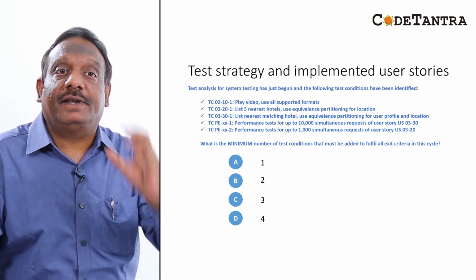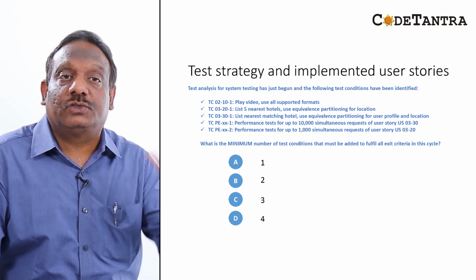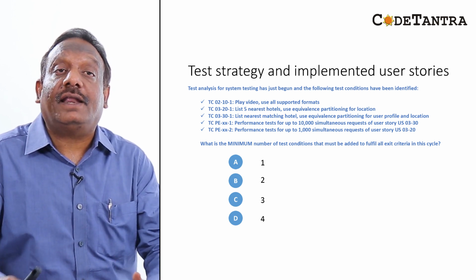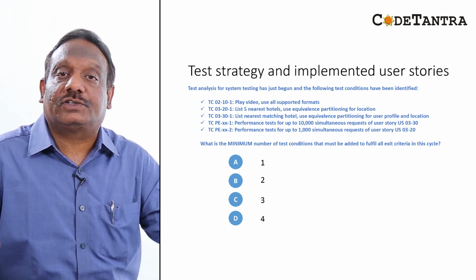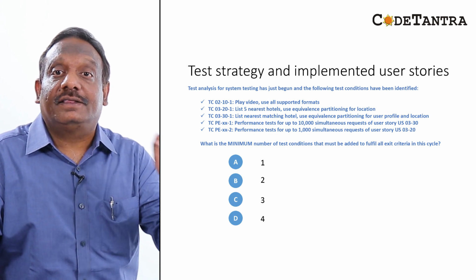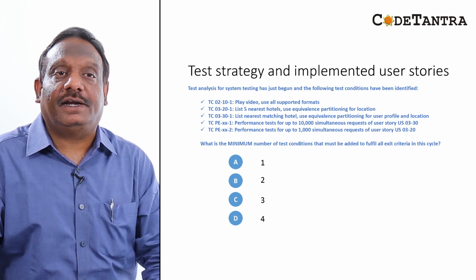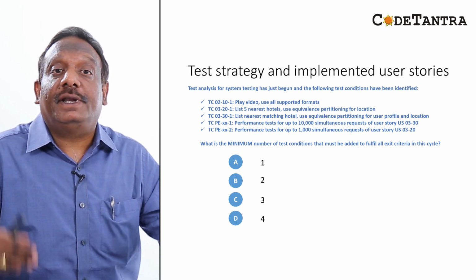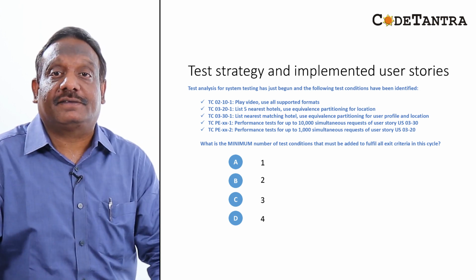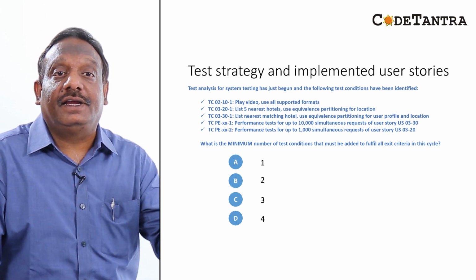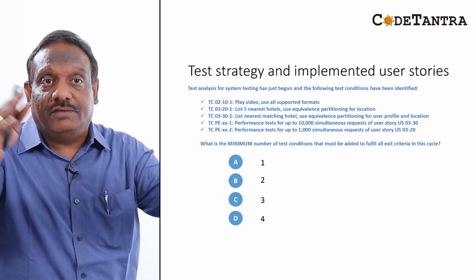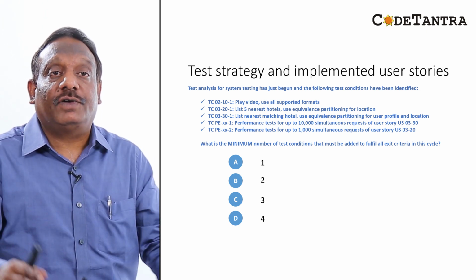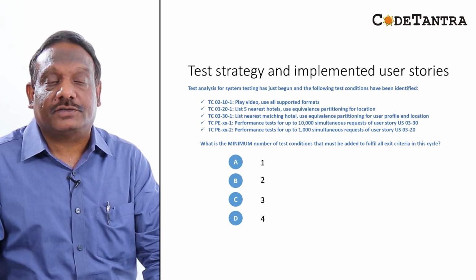Then there are performance engineering requirements, and for those the test condition 4 is performance tests for up to 10,000 simultaneous requests for user story 330. That is one test condition that has been identified. And the 5th test condition is performance tests for up to 1,000 simultaneous requests of user story 320. So these are the 5 test conditions that have been identified as part of your test analysis process.